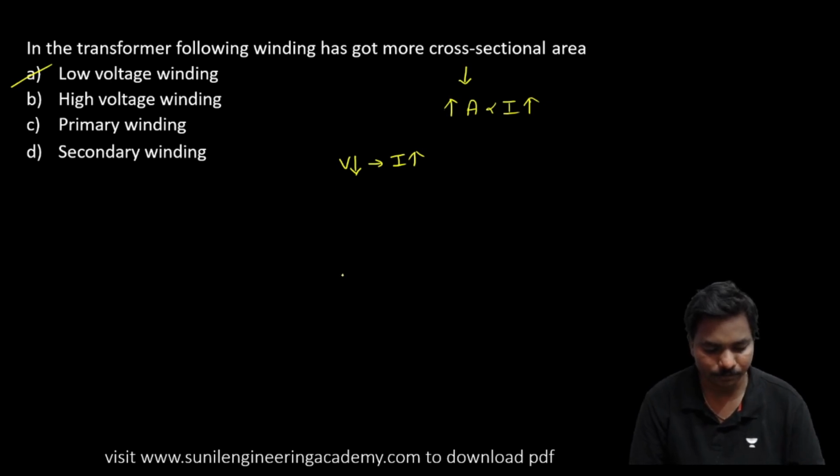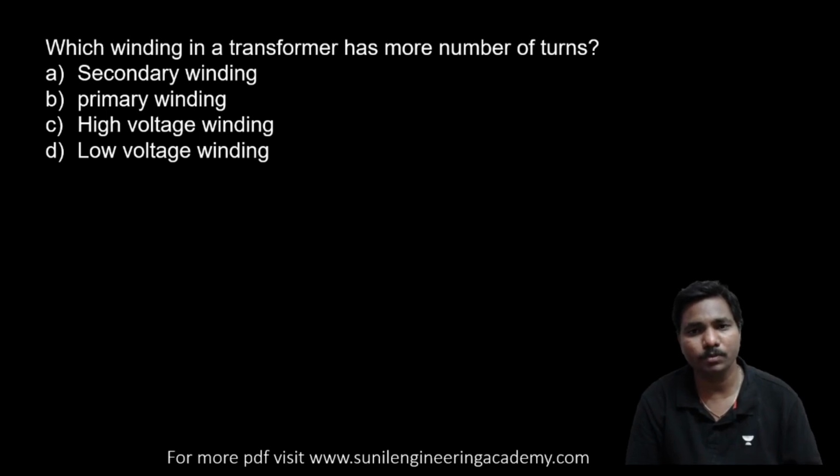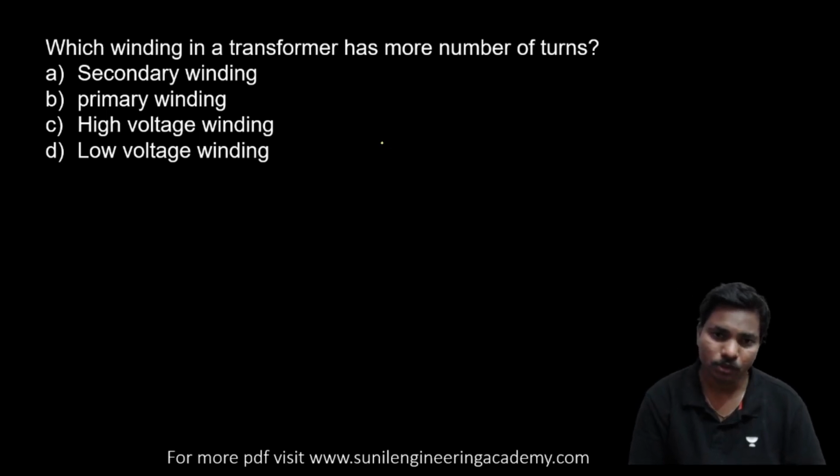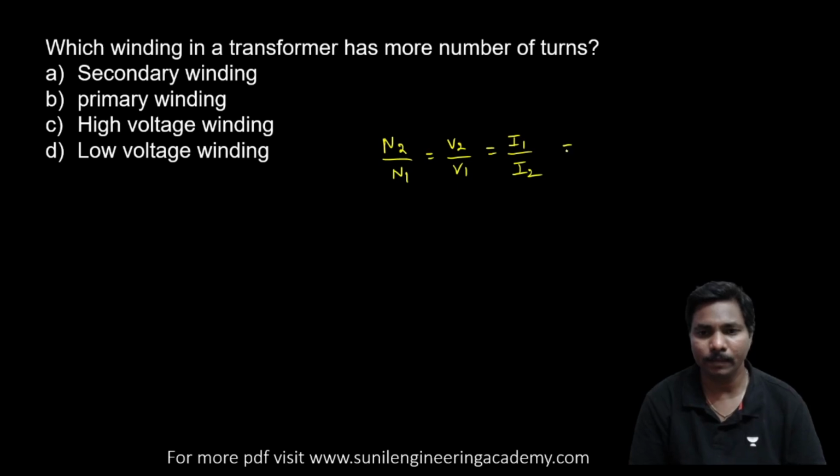Coming to the next one. Which winding in the transformer has more number of turns? The number of turns: N2 by N1 is equal to V2 by V1, that is equal to I1 by I2. That is nothing but the transformation ratio K.